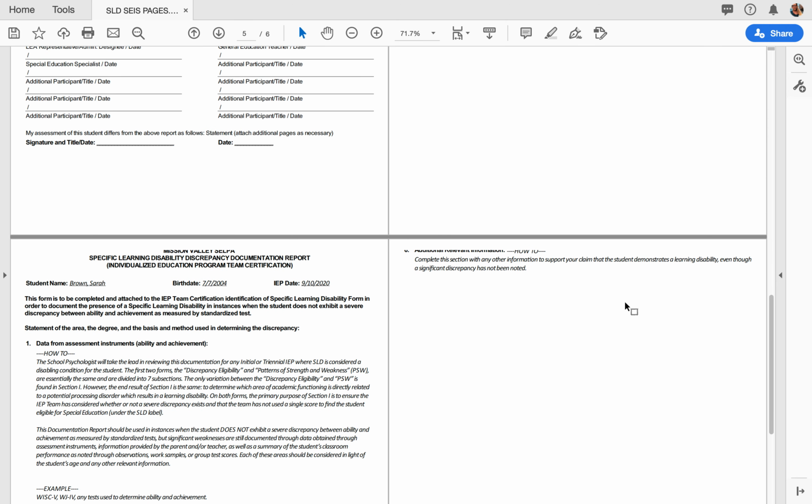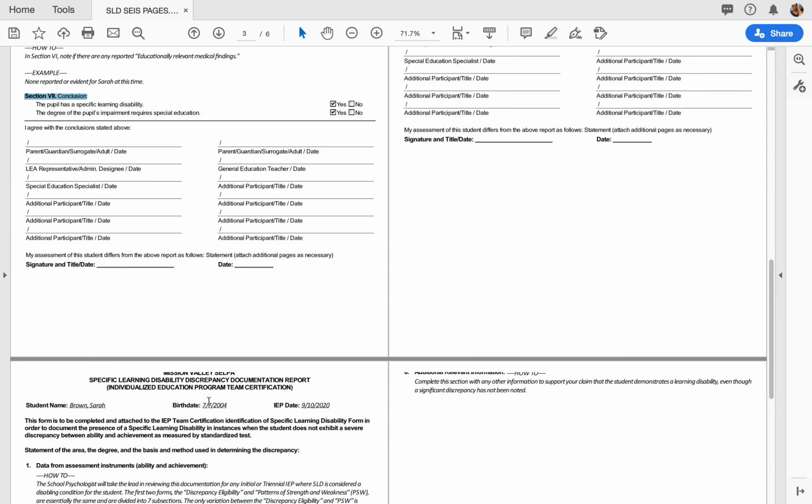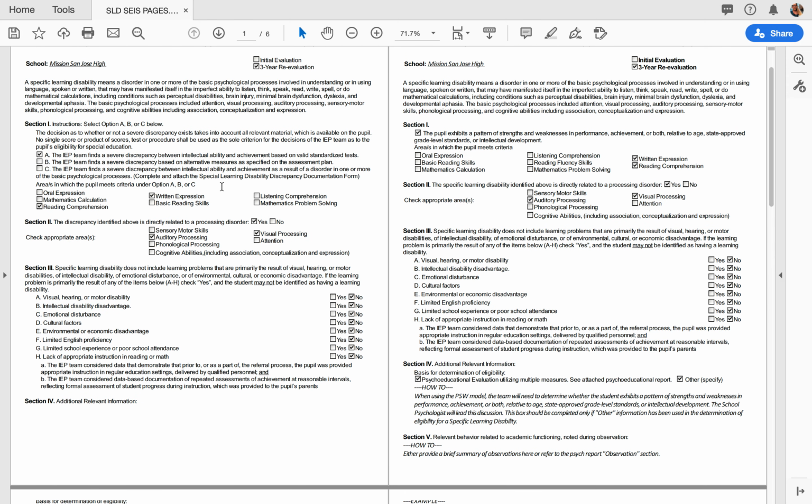Again, the third page, the discrepancy documentation report, there is a how-to and an example in here. But again, this third page only needs to be completed if on the SLD page, C is checked.